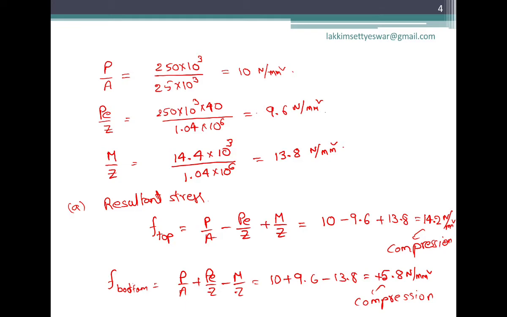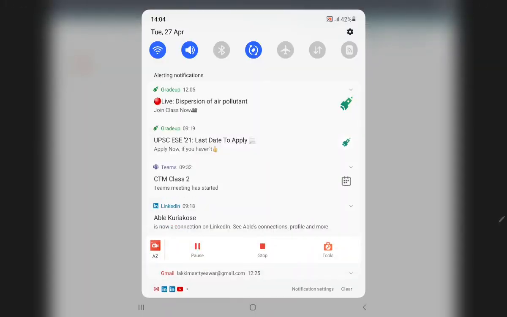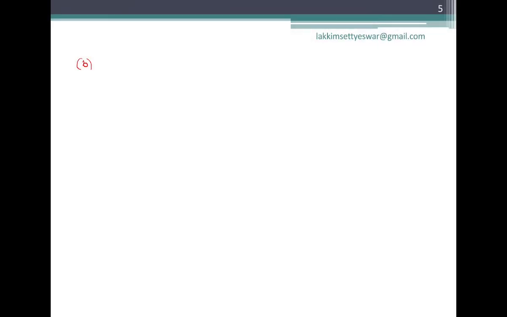Now let's go to part B. In this one we need to find the pre-stressing force. So here P is the pre-stressing force required to balance the stress at soffit. So f bottom equal to 0. What does it mean here? In the question he mentioned find the magnitude of the pre-stressing force with the eccentricity of 40 mm which can balance the stresses due to dead load and live load.